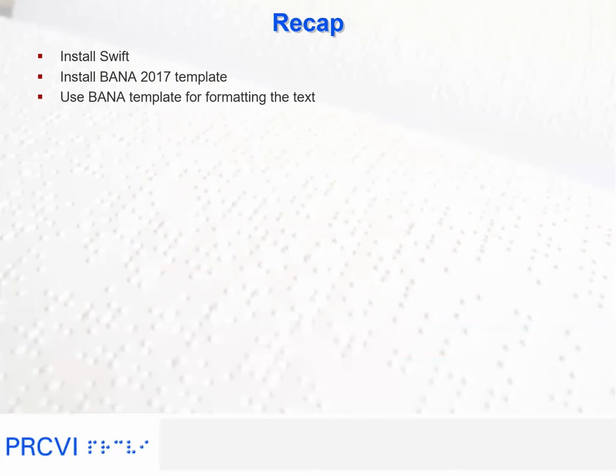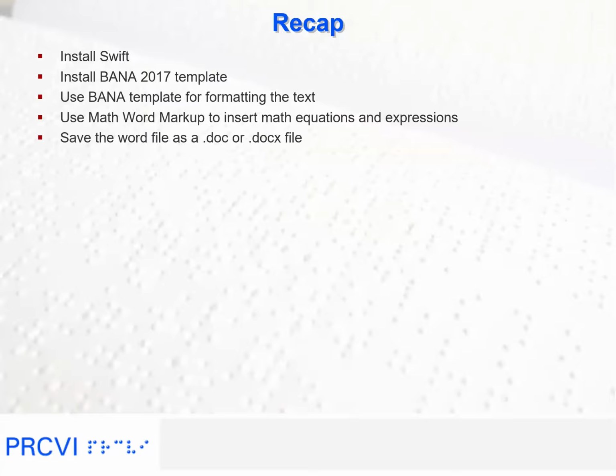Let's recap the steps. Install Swift. Install BANA 2017 template. Use BANA template for formatting the text. Use math word markup to insert math equations and expressions. Save the Word file as a doc or docx file. Translate in Duxbury and proofread the Braille file.